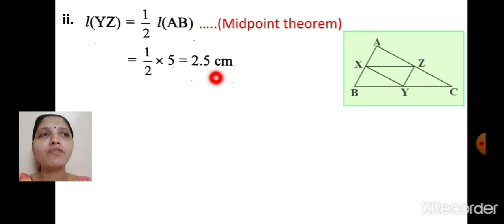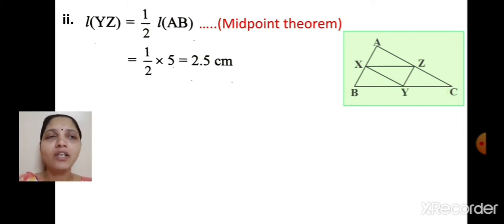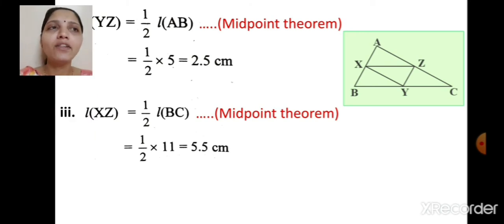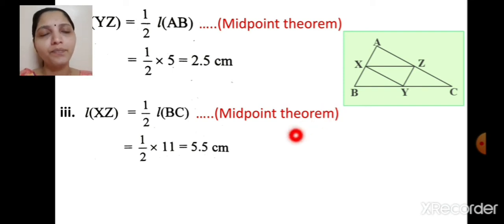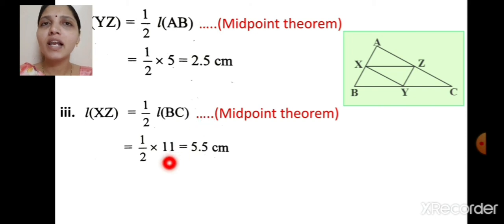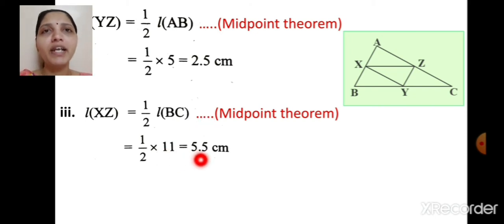Okay. Now we have to find length of XZ. Now how will you find out? X is the midpoint of side AB, Z is the midpoint of side AC, and this segment XZ is parallel to side BC and it is half of it. Okay. So therefore you will get here length of XZ is equal to half length of BC. Write reason as midpoint theorem. Now length of BC is 11, so you will get here half into 11, that is equal to 5.5 centimeter.